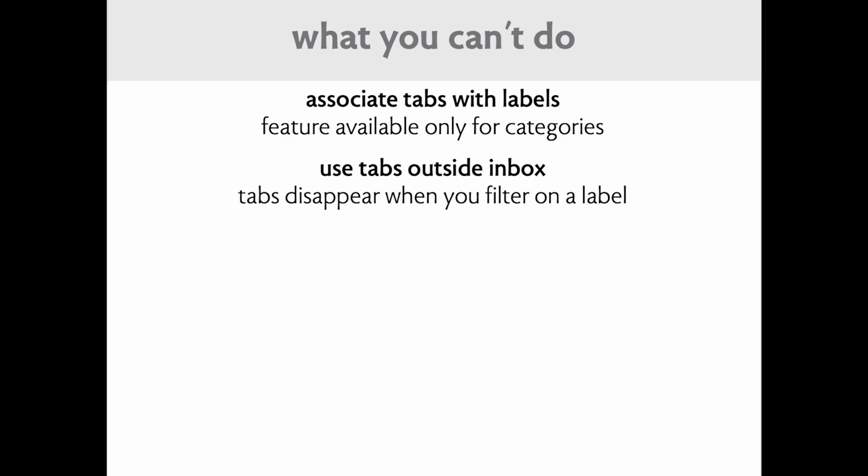Now, I should say, I don't believe this is just an aesthetic nitpick. For all these examples I'm going to show you, they result in really not being able to do something. So what is it that you can't do in this case? Well, in this case, you cannot associate tabs with labels. This feature of organizing your inbox into tabs is only available for categories. And furthermore, you can't use these tabs outside the inbox. So it is a rather limited feature, and it's not clear why it's like this.